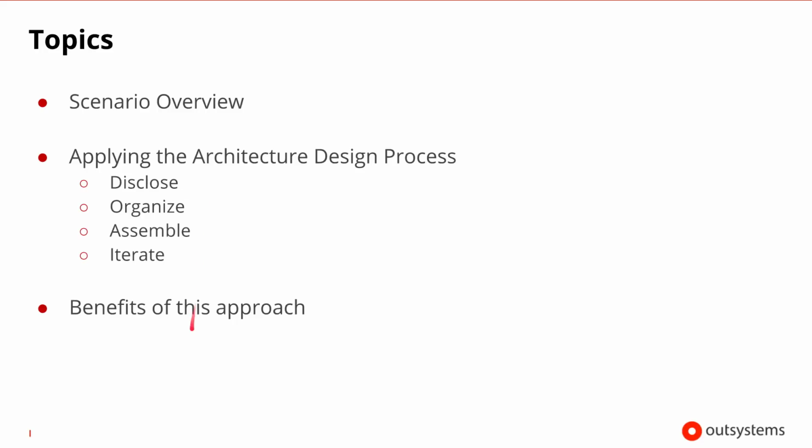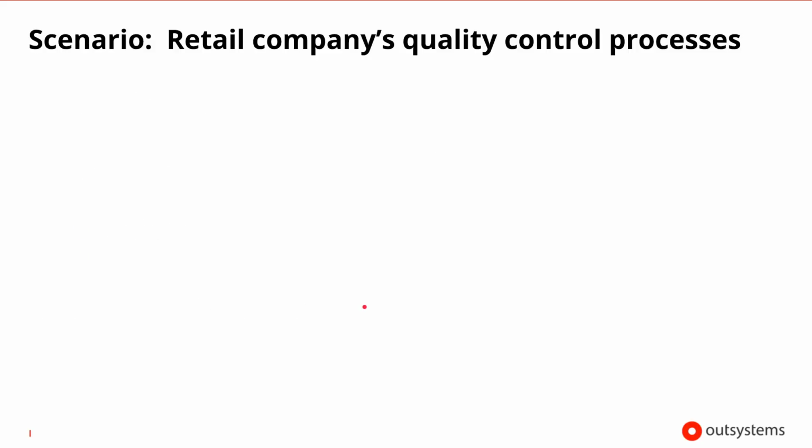process. Once we finish going through all of that, we'll talk about the benefits of this approach and how using the architecture design process and the four-layer canvas can benefit us in a number of different ways. So let's go ahead and get started.